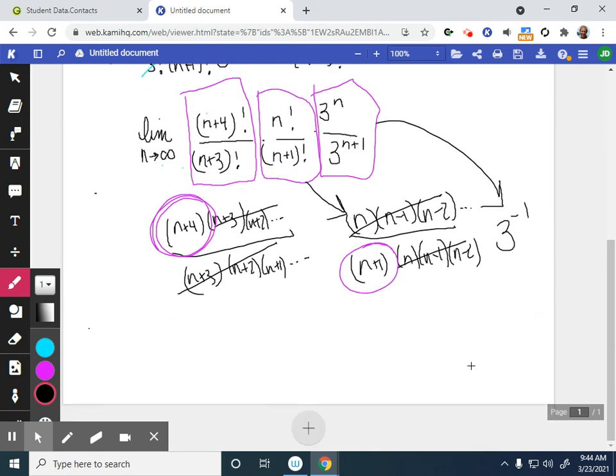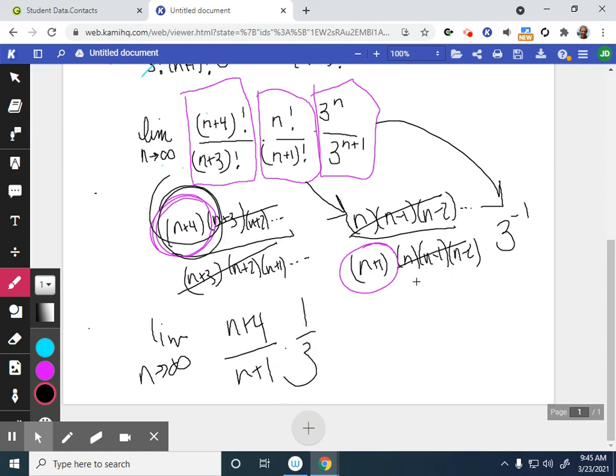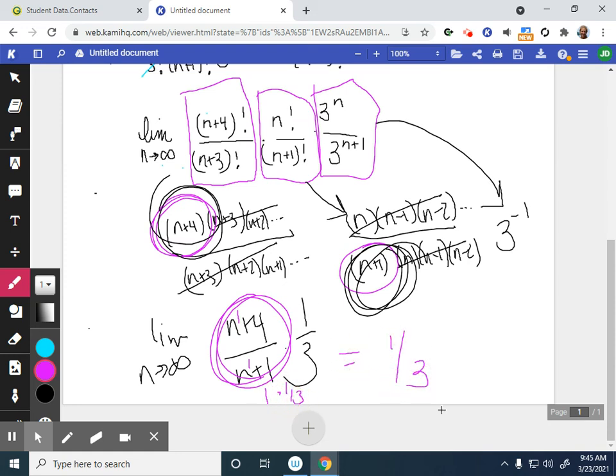So what that means is, as I reduce this limit, I'm going to have the limit as n approaches infinity of n plus 4 over n plus 1 times a third. That's all that's left on the top, that's all that's left on the bottom, and then a 1/3. The limit of this guy is just 1. Degrees are the same, ratio of the coefficients is 1. The limit of this is just 1/3. The limit is going to equal 1/3.